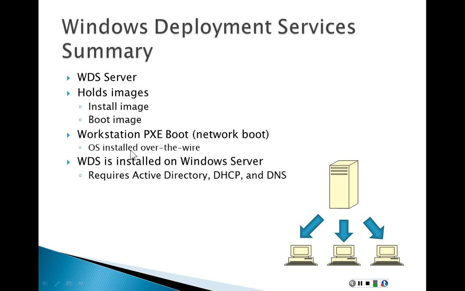Windows Deployment Services summary. A Windows Deployment Services server holds images, the boot image and the install image. And the PXE boot compliant workstation connects to that server, and the operating system is installed over the wire. WDS is installed on a Windows server, which requires that you first install Active Directory, DHCP, and DNS, all of which we will do in the next class.